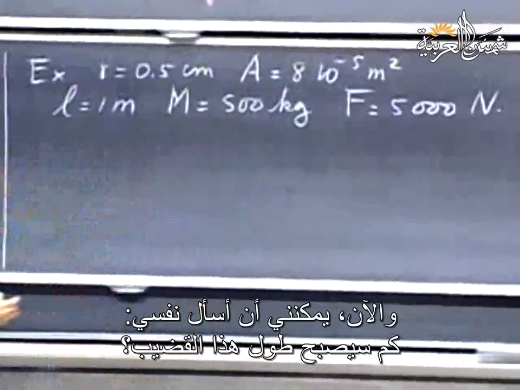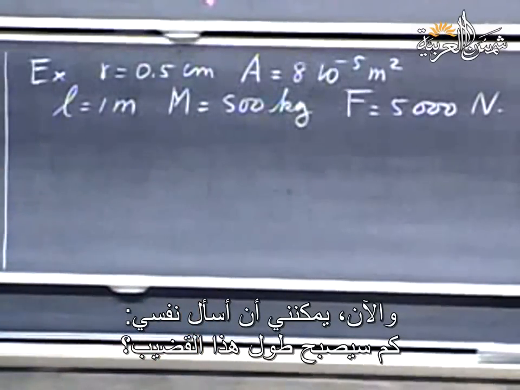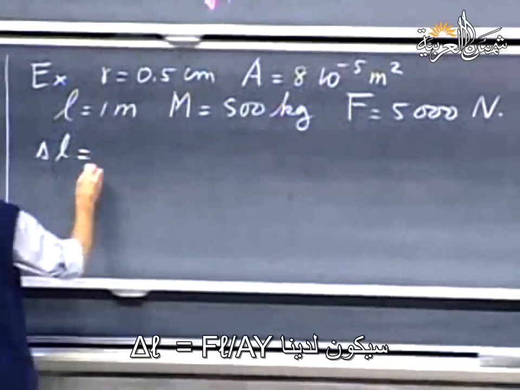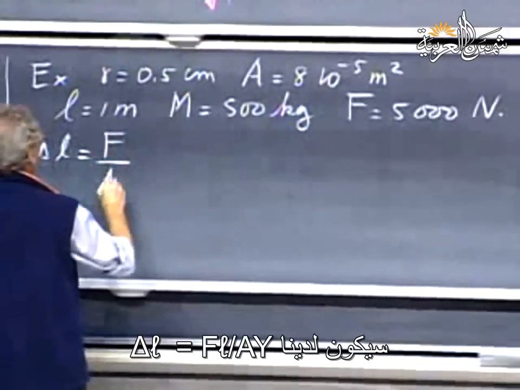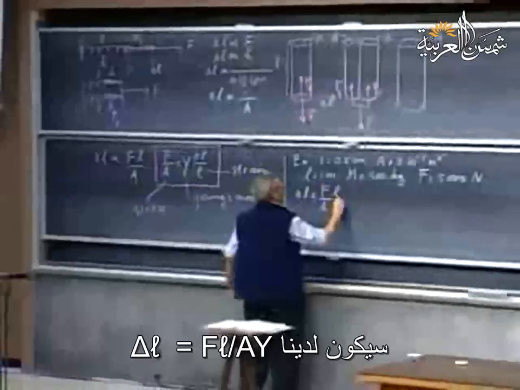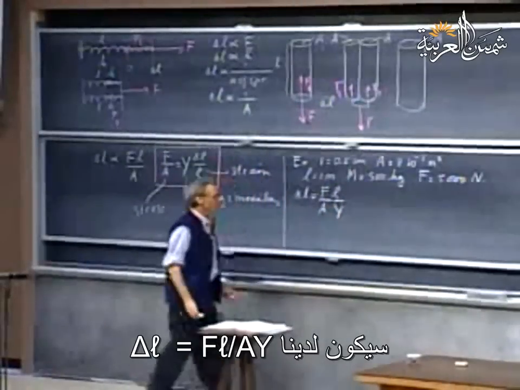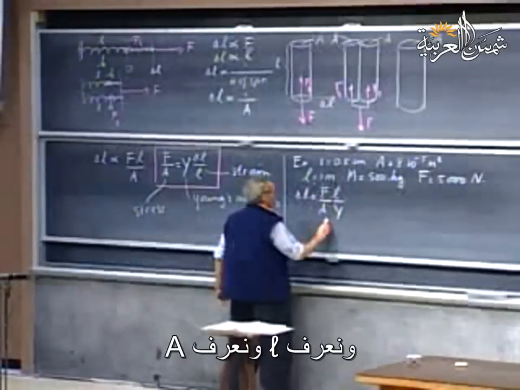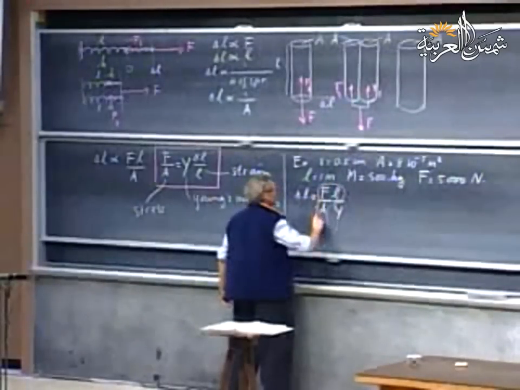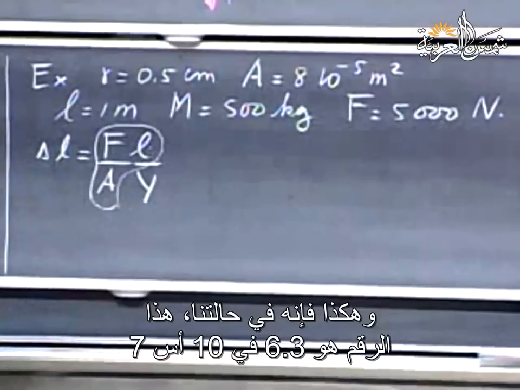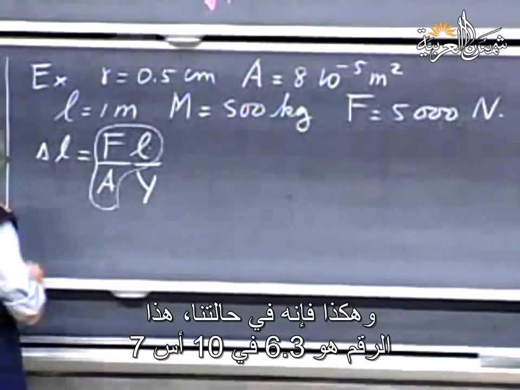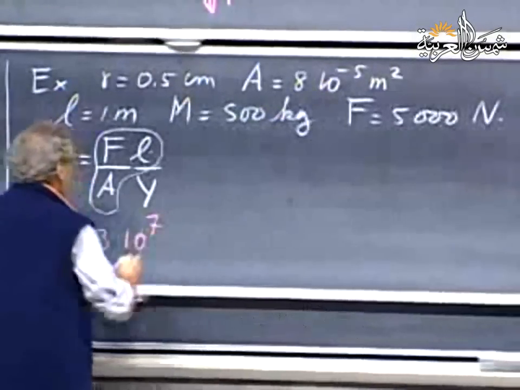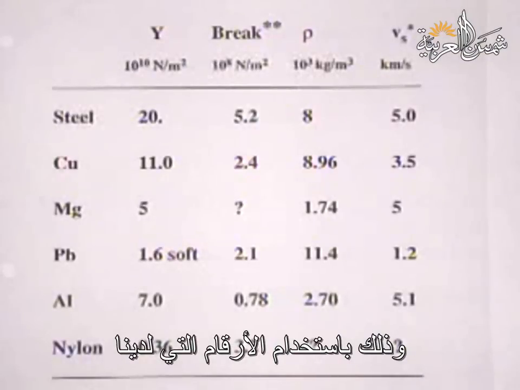So I can now ask myself, how much longer is this rod going to be? So we're going to have that delta L is going to be F divided by A times L divided by Young's modulus. And we do know what F is, we know what L is, and we know what A is. So in our case, this number is 6.3 times 10 to the 7th for the numbers that we have.